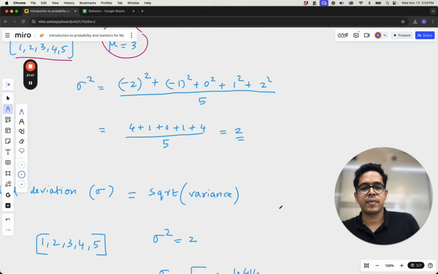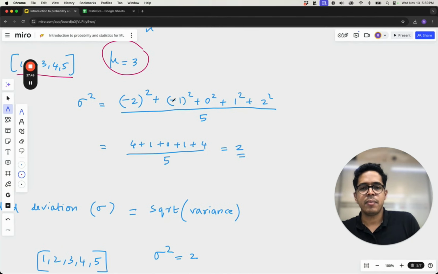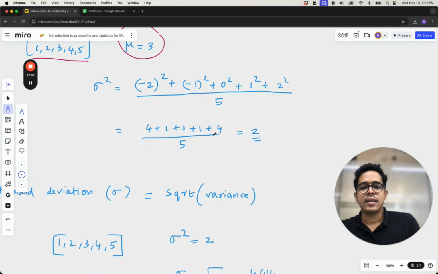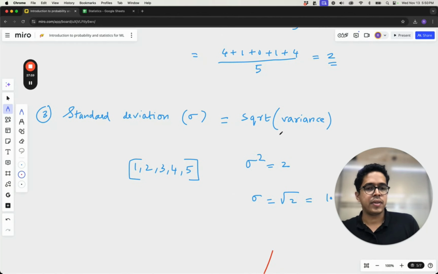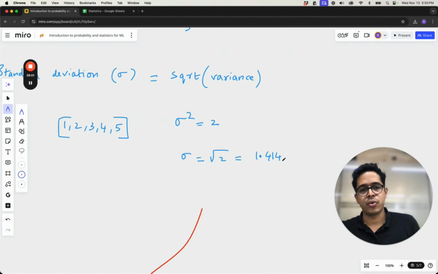And you sum all of that. So minus 2 square, minus 1 square, 0 square, 1 square, 2 square. Then you can calculate this to be 4 plus 1, 5, 5 plus 5, 10, 10 by 5, 2. And the standard deviation is nothing but the square root of this, and the square root of 2 is 1.414.